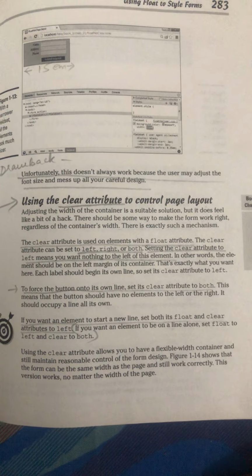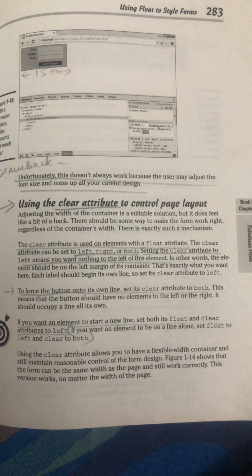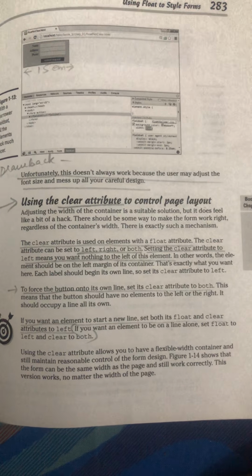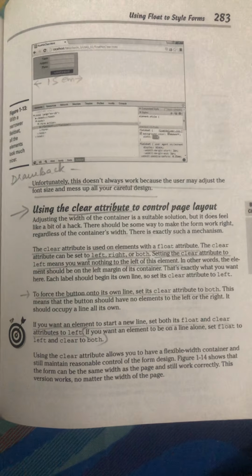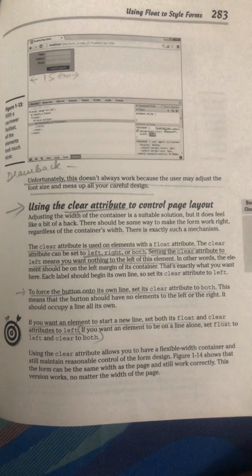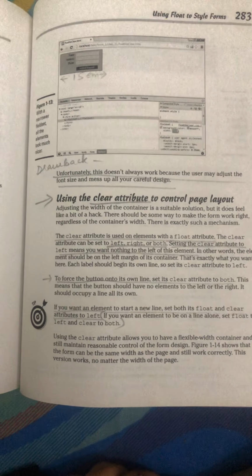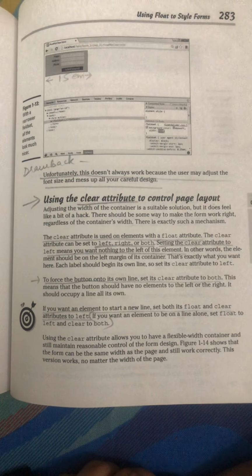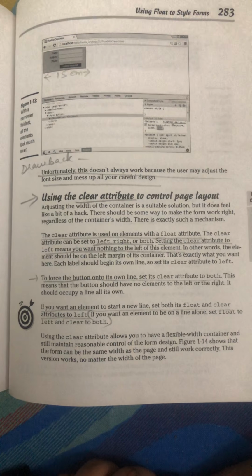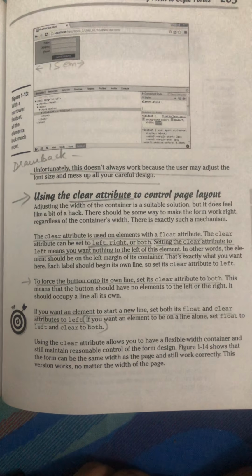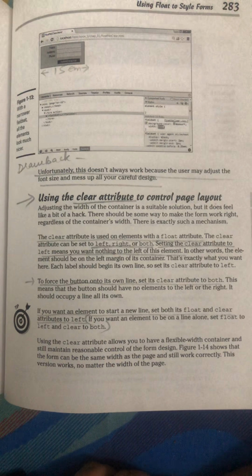Setting the clear attribute to left means you want nothing to the left of this element. In other words, it means that the element should be on the left margin of its container. That means it must be towards the left of the screen in layman terms. If I set the clear attribute to the right, that means there should be nothing to the right of this element. And if I set it to both, then it means that it should be the only element on this line. There should be nothing on its left and nothing on its right. So to force the button onto its own line, we should use clear attribute set to both.